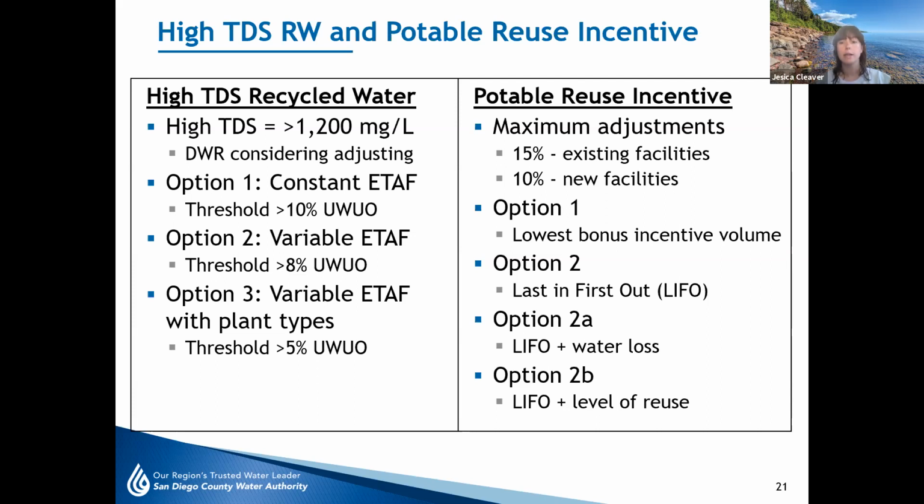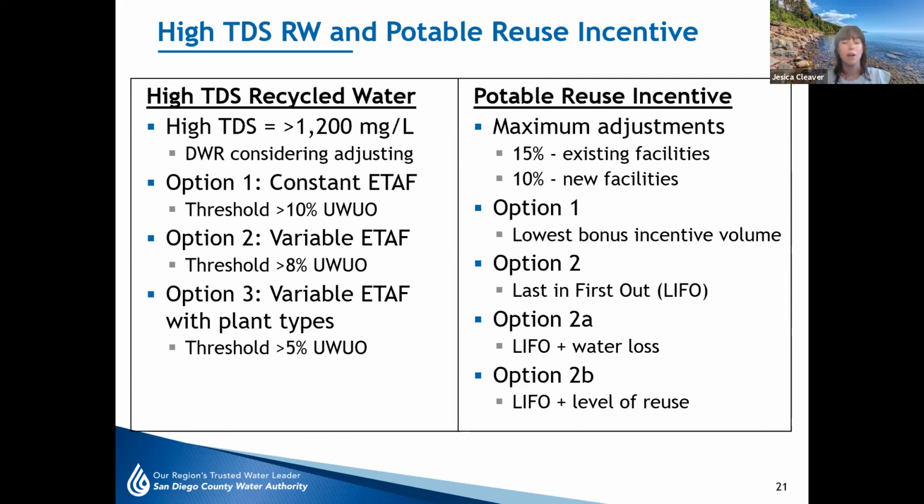And those are the last in first out approach, referring to getting credit for the potable reuse water that's entering your system. You get credit for that amount of water. Option 2A would be that water suppliers who are not meeting their water loss objective would also have to have whatever their water loss percent is, that's been determined through their annual water audits, applied to that potable reuse water so they don't get full credit for it.